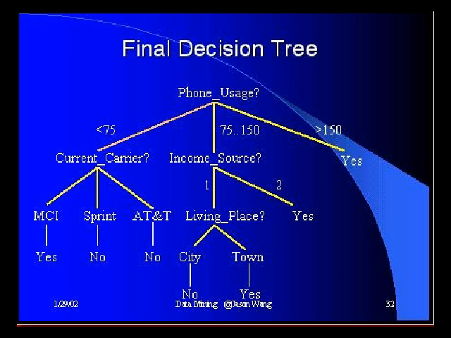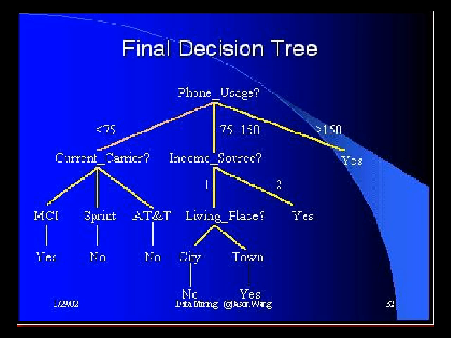So you know that you should follow the middle branch because the middle branch covers all the cases whose phone usage is between 75 and 150. So you look at that unknown tuple. That unknown tuple has the phone usage information, the current carrier information, the income information, and the living place information. The class information is absent, and the classifier will tell you which class that unlabeled tuple will belong to.